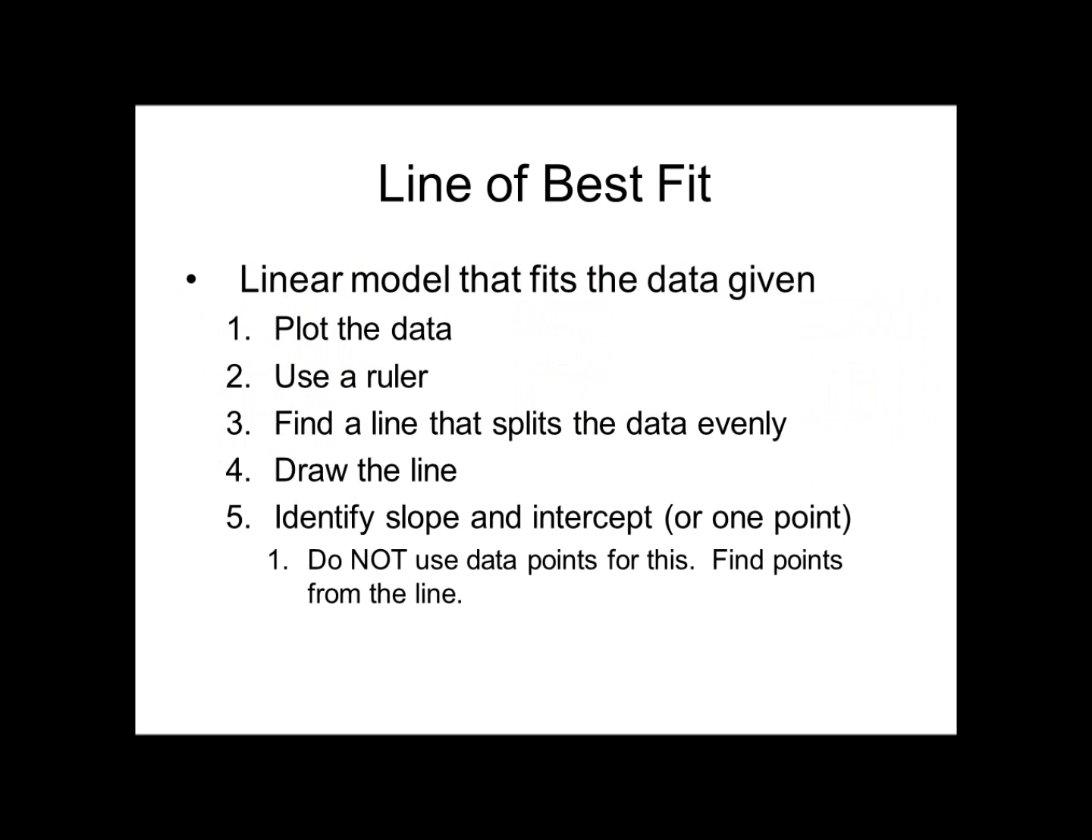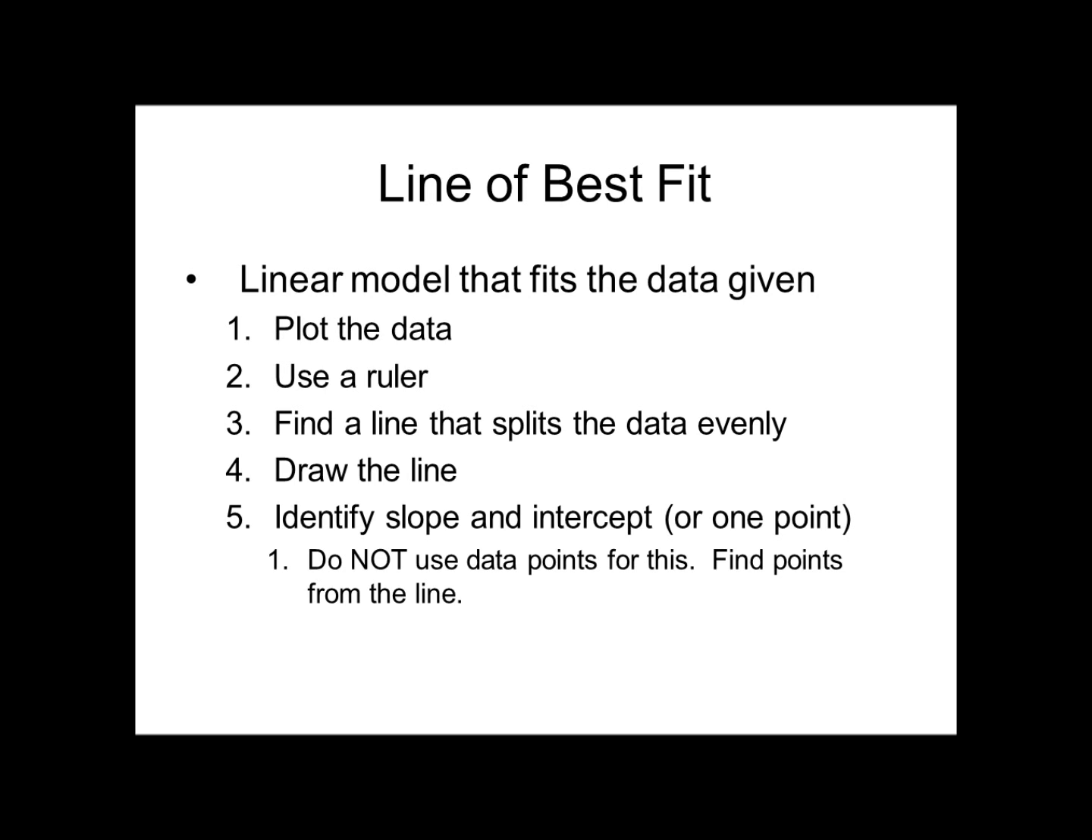Now let's talk about a line of best fit. When we talk about a line of best fit, we're talking about a linear model, a line that fits the given data. So the way you're going to go about finding a line of best fit is to start by plotting the data. This should be done on graph paper, just like a normal graph. And then using a ruler to make sure that you draw a nice straight line, you draw a line that splits the data evenly. What I mean by splits the data evenly is we should have the same number of points above and below that straight line. So basically move your ruler around until you feel like it's splitting that data right in half. Then go ahead and draw that line.